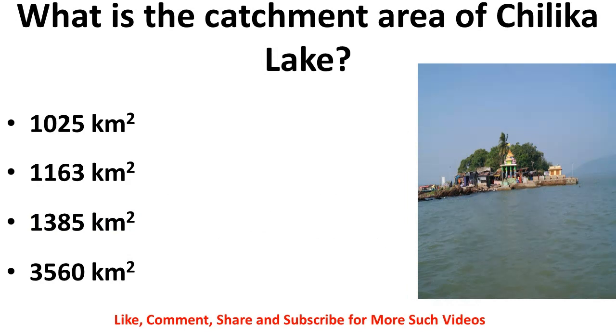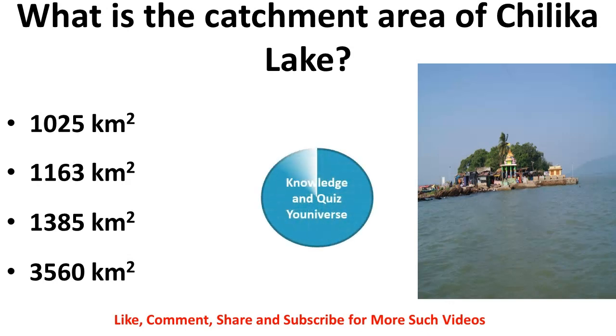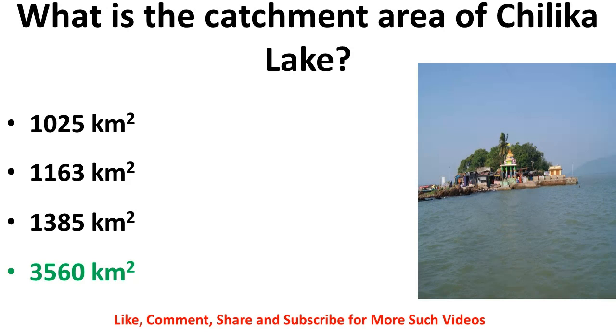We have already discussed catchment area, how much water it can store, or up to what area the water it can store. So what is the catchment area of Chilka Lake? The options are 1025 kilometers square, 1163 kilometers square, 1385 kilometers square, or 3560 kilometers square. The correct answer is 3560 kilometers square is the catchment area of Chilka Lake.